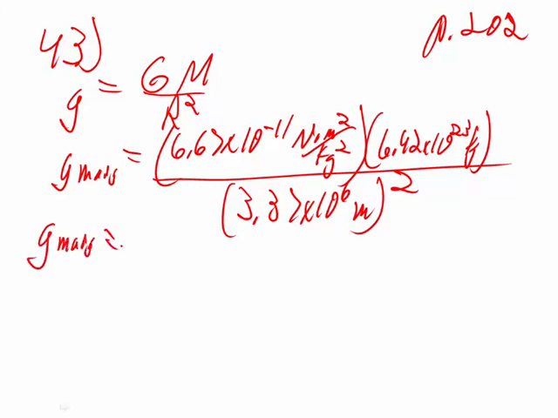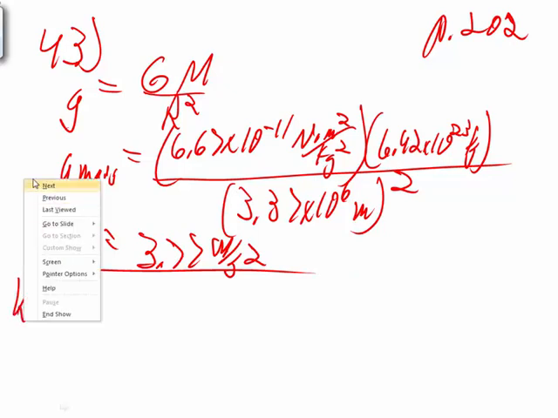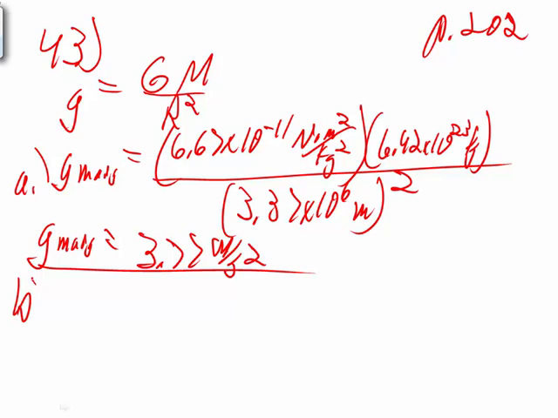All right, let's do the math. So we get 6.67 to the negative 11th times 6.42 to the 23rd divided by 3.37 to the 6th squared. And we get 3.77 meters per second squared. So that's for Mars. And then you do the same thing for Jupiter. So that was A, and this is B.